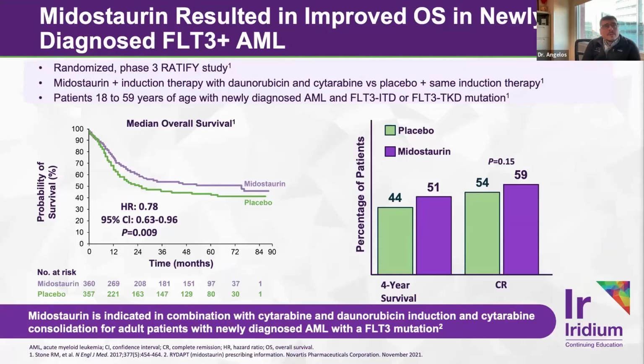Now, in terms of FLT3 inhibitors, midostaurin was the original FLT3 inhibitor that was studied now over 10 years ago. In fact, they reported 10-year follow-up at ASH last year. This randomized 800 patients to receive high-intensity chemotherapy with or without midostaurin. And compared to placebo, there was marked improvement in overall survival and also event-free survival, which allowed midostaurin to become a standard of care in combination with high-intensity chemotherapy for FLT3 mutated AML.